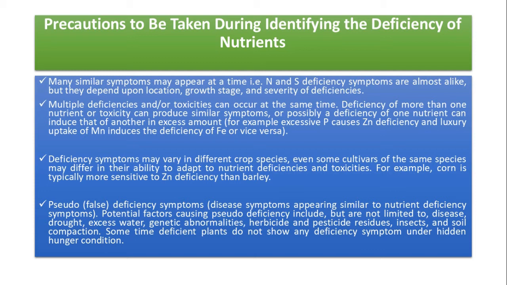Pseudo or false deficiency symptoms: disease symptoms appearing similar to nutrient deficiency symptoms. Potential factors causing such symptoms include, but are not limited to, disease, drought, excess water, genetic abnormalities, herbicide and pesticide residues, insects and soil compaction. Sometimes deficient plants do not show any deficiency symptoms under hidden hunger conditions.